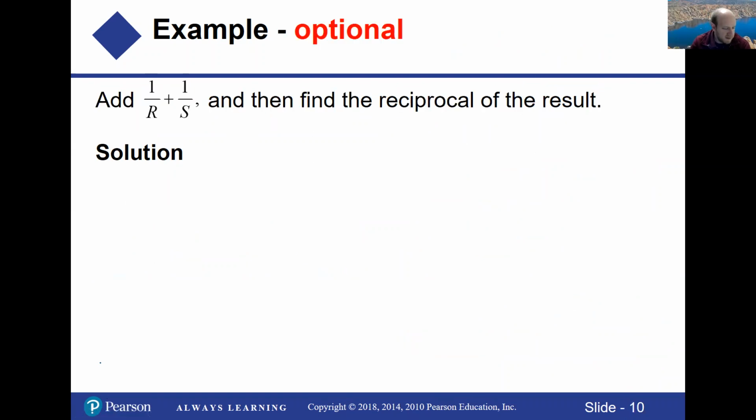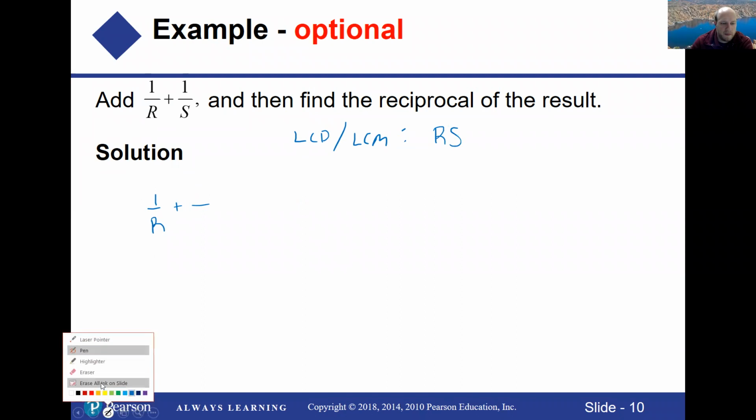And so that's probably the hardest one. Let's do one more example. I'm going to add 1 over r plus 1 over s and then find the reciprocal of the result. So what's the LCD here, or the LCM? Well, if r and s, it's just r times s. So that one's pretty easy. So here, if I have 1 over r, what is it missing in my LCM? Well, it's missing an s.